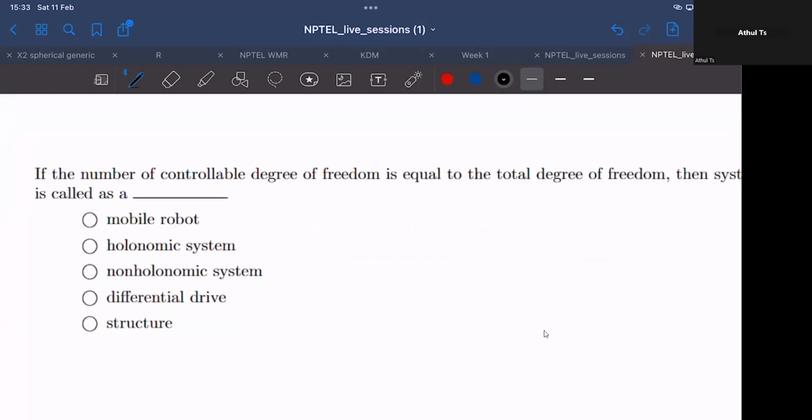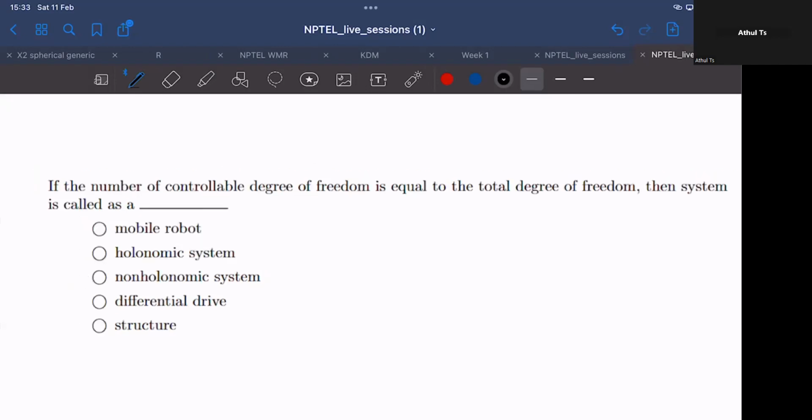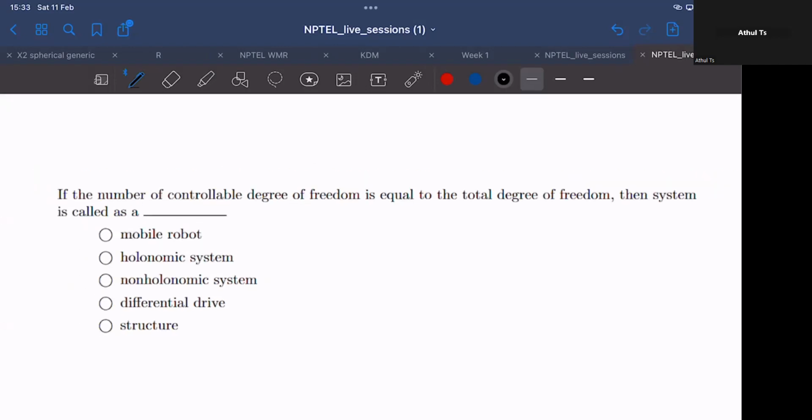Moving on to question 3, it says if the number of controllable degrees of freedom is equal to the total degrees of freedom, then the system is called a, can you answer? Atul, if you can answer the correct answer. Can you answer this question, if you can hear me?